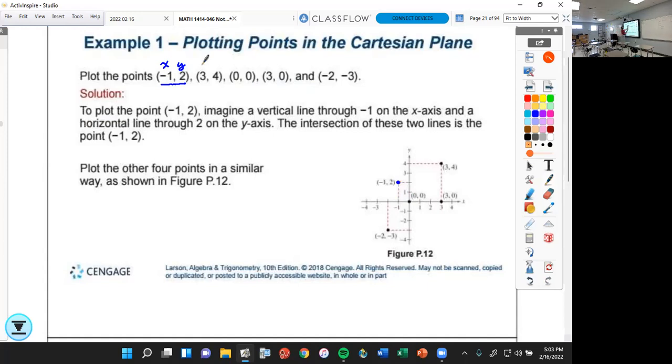To plot the point 3, 4, again, the first number is my x value. The second number is my y value. Starting at the origin, I'm going to move 3 units in x, to the left or to the right. In this case, it's a 3, which is positive, so I move to the right. 1, 2, 3. From there, I move 4 in the y direction. Because the 4 is positive, I'm going to move 4 up. 1, 2, 3, 4. And that right there gives me the point 3, 4. And you can do the same thing with the other 3 points given. They are plotted.